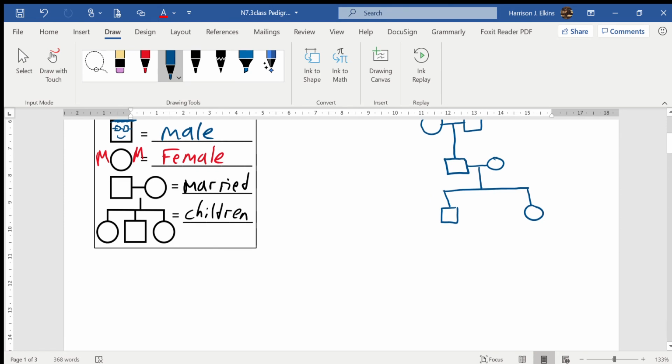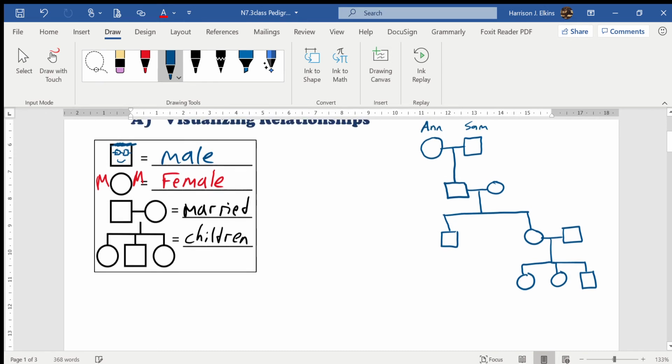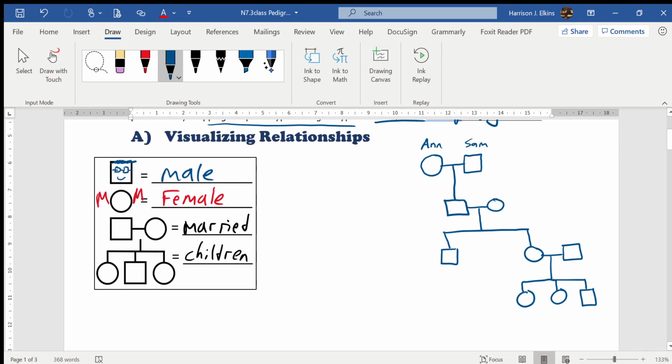Now, let's say that the daughter marries. Then I'm going to draw just another line right here. Okay, they're married, and let's say that they have kids. So I'm going to bring this down, and let's give them a daughter and another daughter, and let's give them a son. So here they have 3 kids.